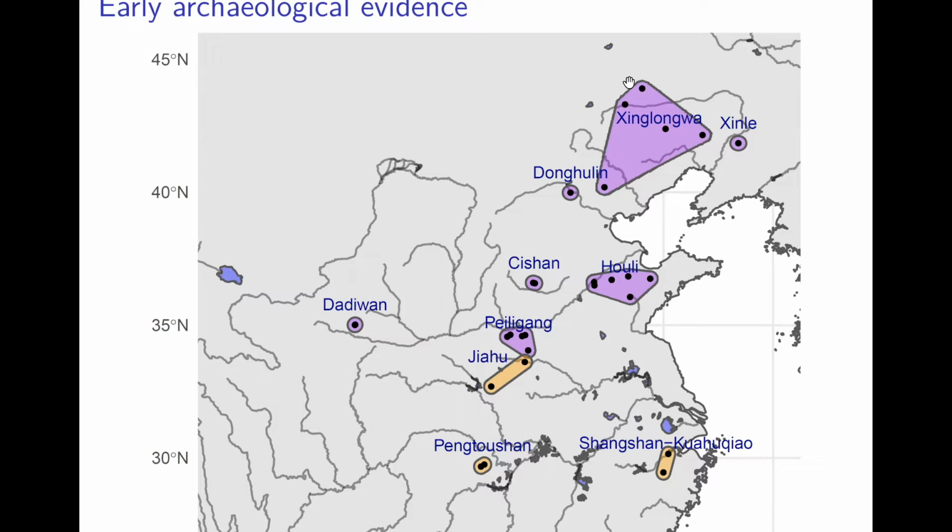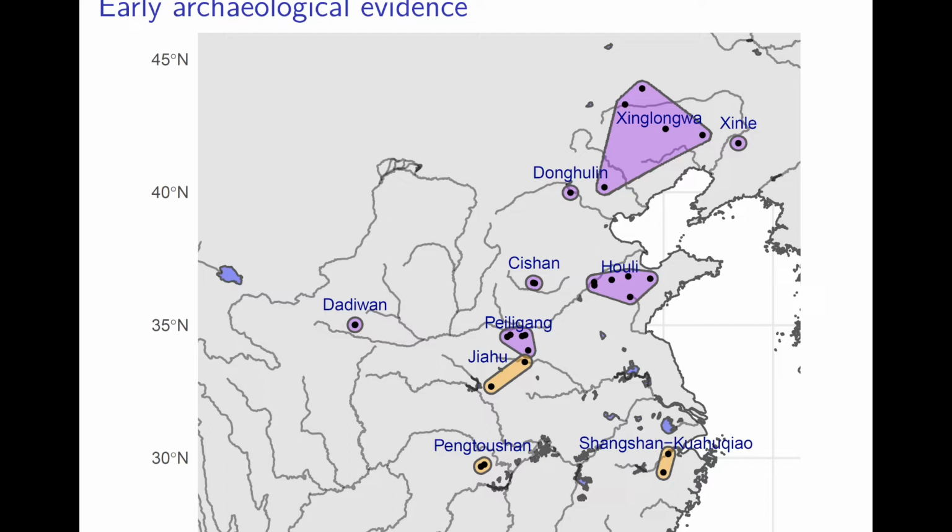So this is the early archaeological evidence for Neolithic cultures that have either millet farming or rice farming. So millet farming cultures are indicated in purple, and mainly rice farming cultures are indicated in yellow. A few cultures have both, like Holi, for instance, has little rice. And the idea proposed in articles and also supported by a lot of scholars is that the origin of the Sino-Tibetan family is probably to be looked for in the Yellow River Basin.